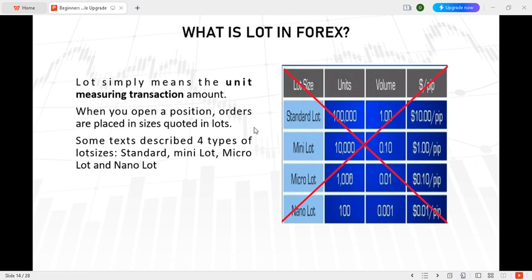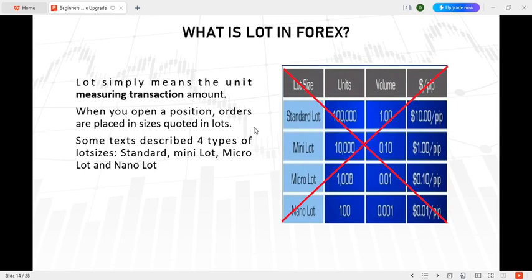What is lot size? Lot simply means the units measuring transaction amount. For every currency pair, every instrument you want to buy on the forex market, the quantity you want to buy is the lot size. There are different types of lot sizes. The smallest we have is called the micro lot.